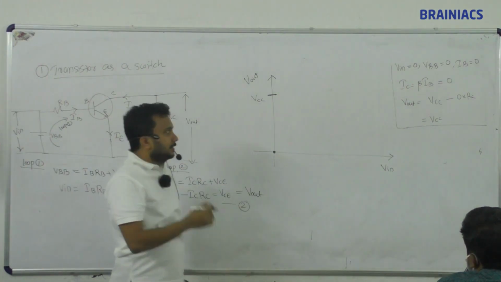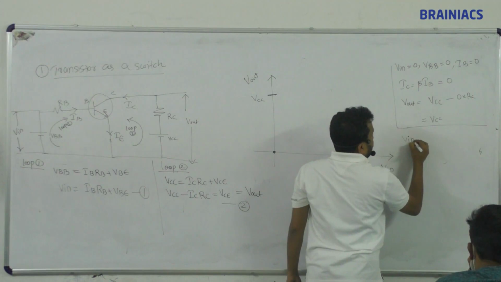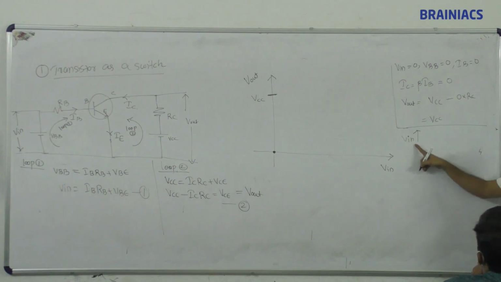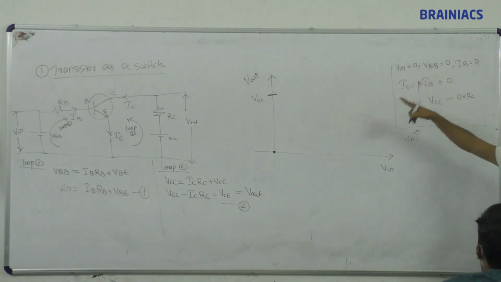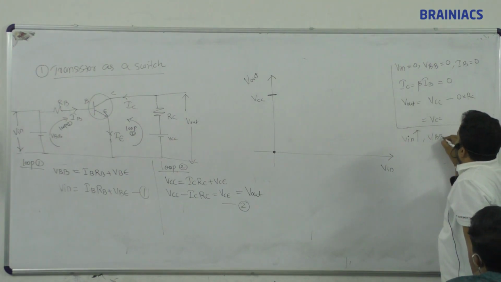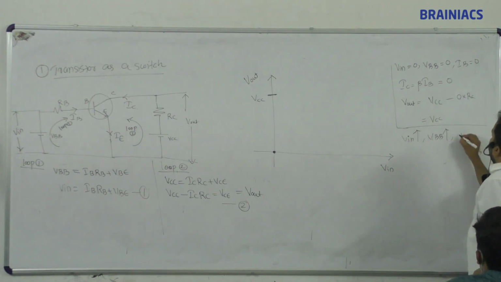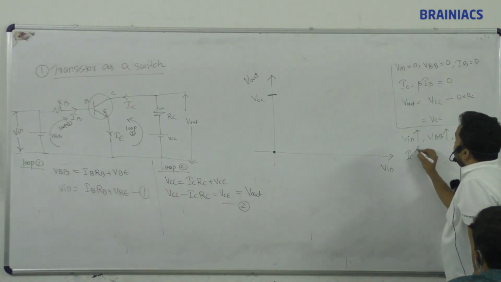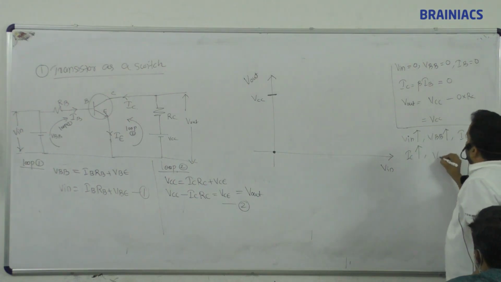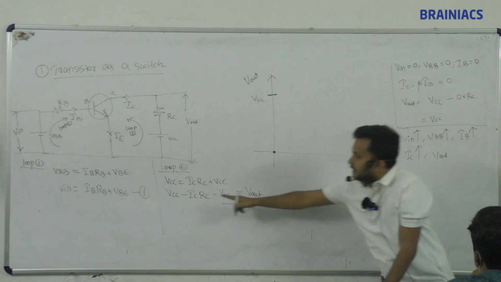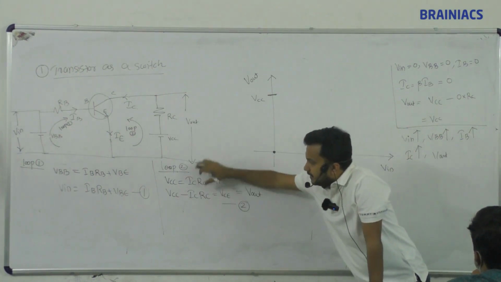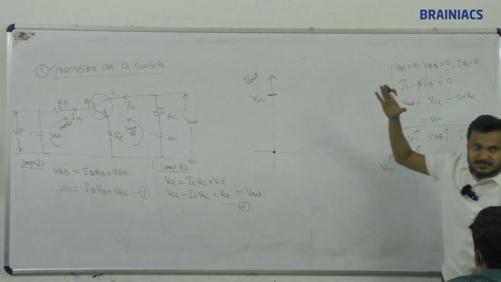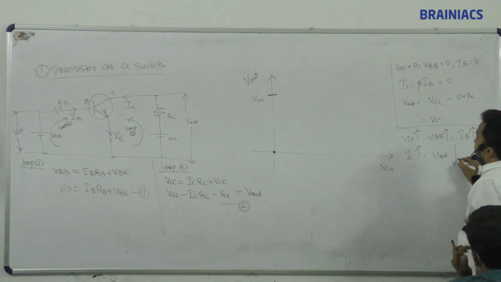Second part. Now V in is 0. Now what am I going to do? I am going to increase V in. First listen, then we can write. If I am increasing V in, which means VBB is increasing. If VBB increases, what will happen to IB? IB increases. If IB increases, IC increases. If IC increases, what will happen to V out? V out means VCC minus ICRC. IC increases and ICRC increases, so the more value I am subtracting, VCC minus ICRC will decrease. So V out will decrease.